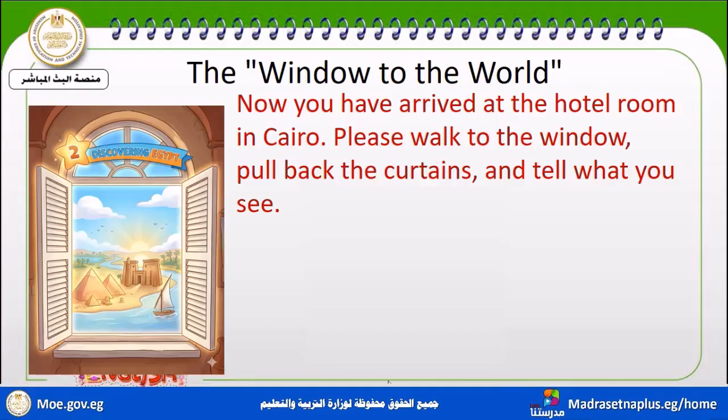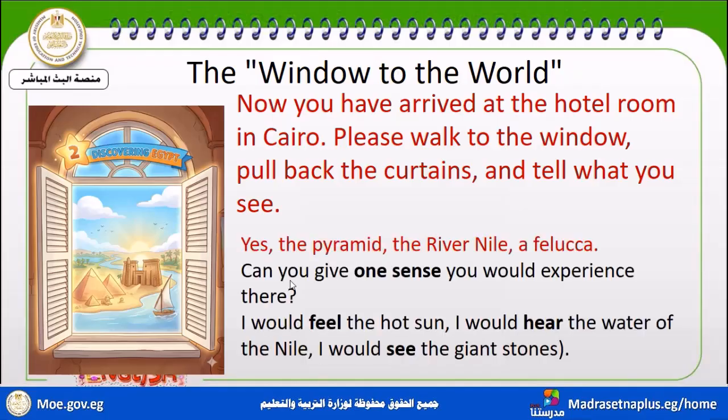Sure, we can see the pyramids and the Sphinx in Giza. You can see the River Nile, and this is the boat where you can take a Nile cruise around Egypt. And sure, these are the temples at Luxor and Aswan. So you can see the pyramids, the River Nile, and a felucca.